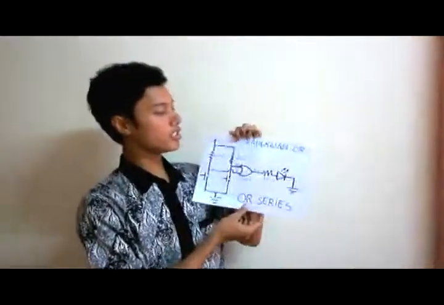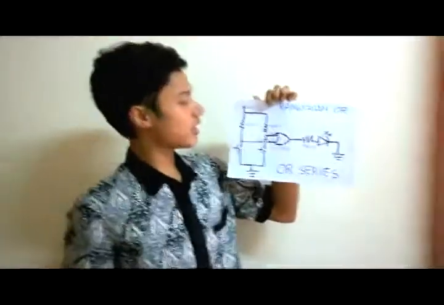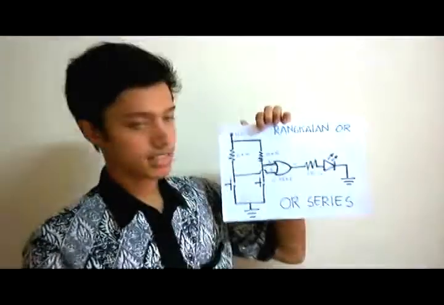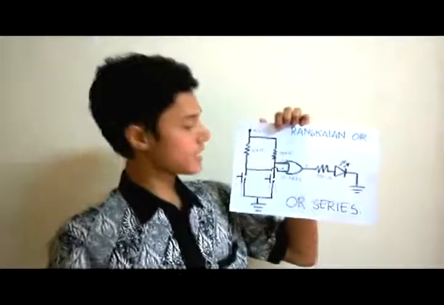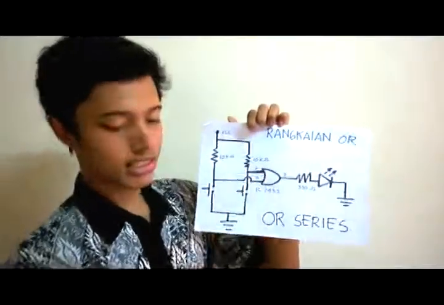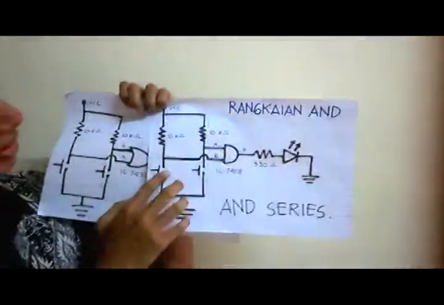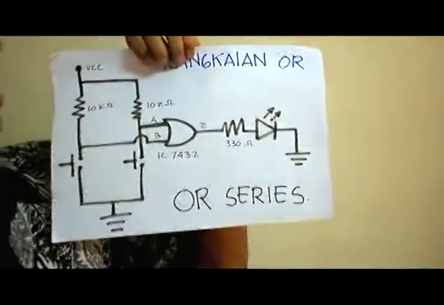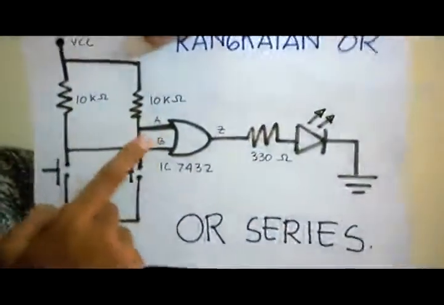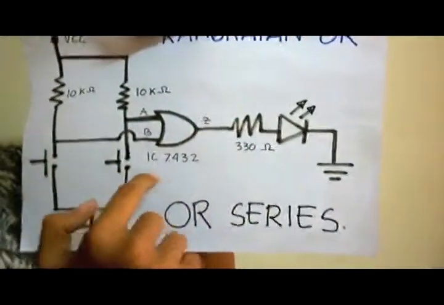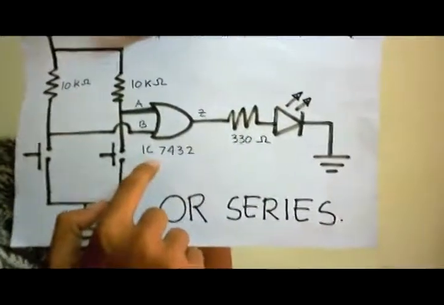Now, number 2 is the OR logic gate circuit. This is the circuit figure here. The circuit is the same as the AND circuit, but there are differences. This is the OR logic gate symbol. You can see the differences between AND and OR logic gates like this. Now let's talk about OR logic gates. There are two inputs, A and B, and the output is Z. You can find the OR logic gate in the IC 7432.